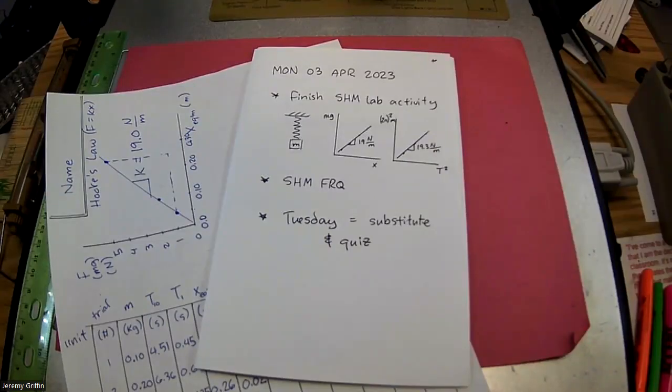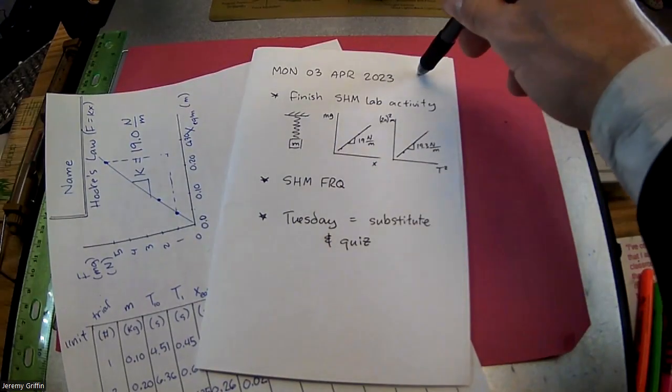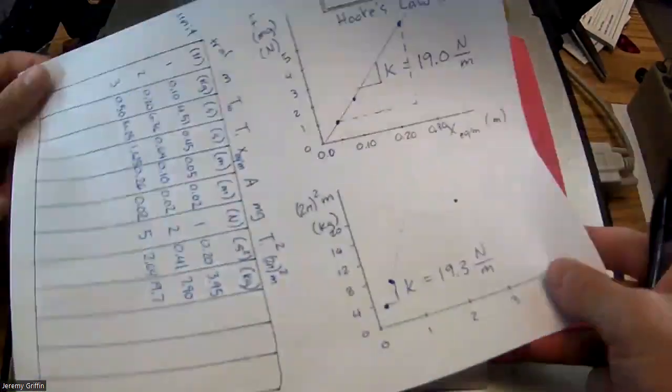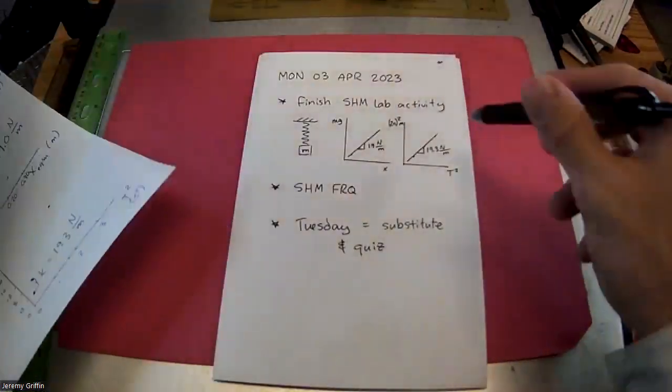All right, recording is rolling. It's Monday, April 3rd. So we're going to finish this activity from back on Friday. We were about halfway through.